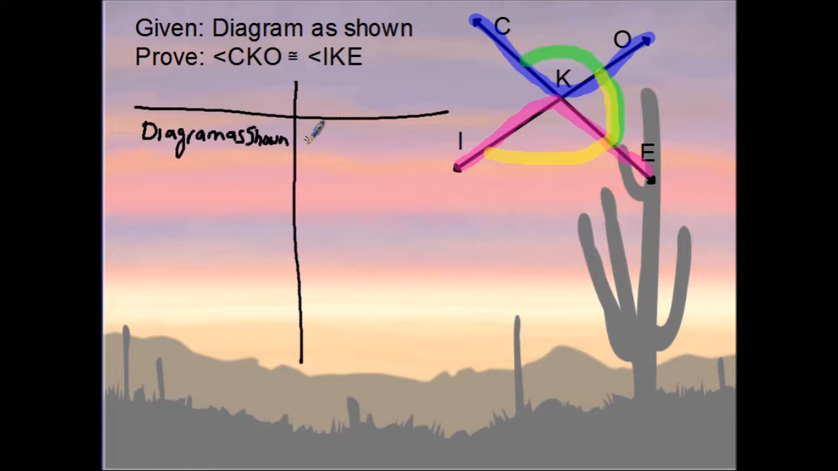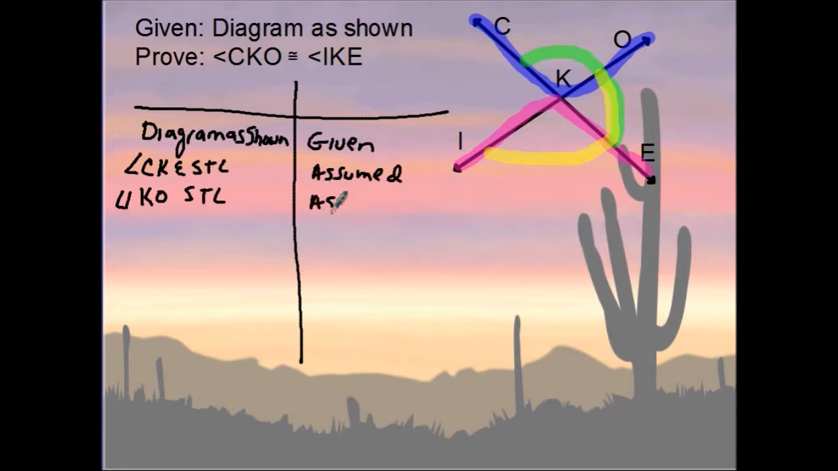And the reason is that that's given to us. Now, based on the diagram as shown, we only have straight angles. The reason why we can say that angle CKE is a straight angle is because it's assumed. Next, we have our other straight angle. Angle IKO is also a straight angle. And the reason, once again, is that it's assumed.